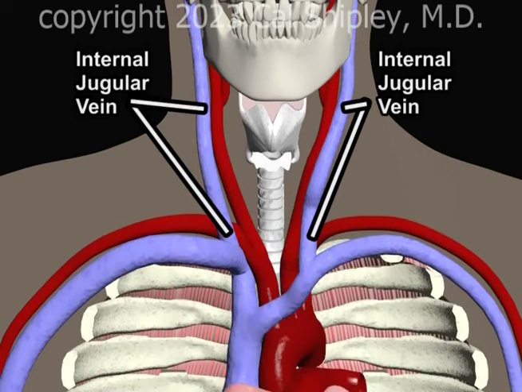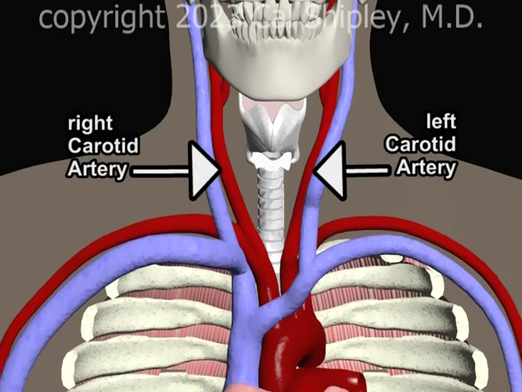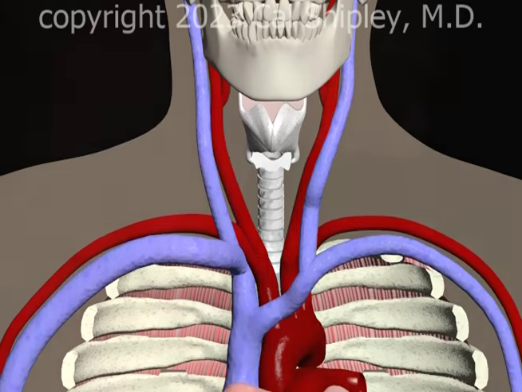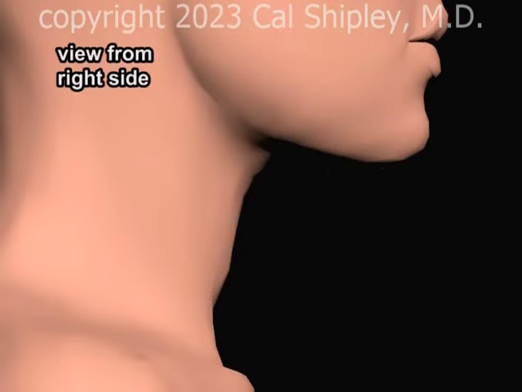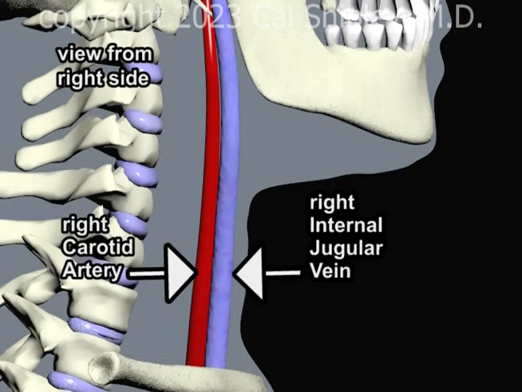Removal of the SCM reveals the full course of the internal jugular veins. Positioned just inside the internal jugular veins and lying somewhat posterior to them are the right and left carotid artery. This lateral view emphasizes the posterior position of the carotid artery relative to the jugular vein.